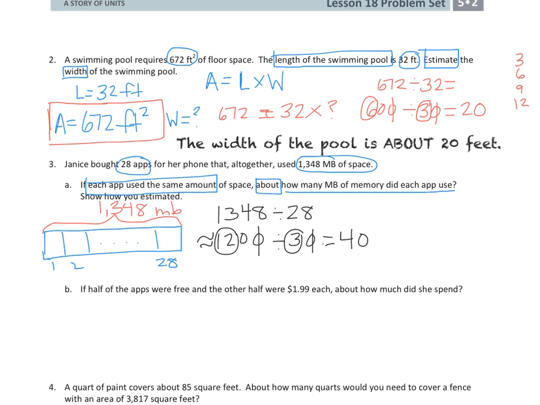So let's write our answer out as a sentence to their question. We can say each app uses, and don't forget about the word about, because that means that we estimated, about 40 megabytes of memory. Okay, we'll move that around so you can see that. Remember, hit pause if you need to play a little catch up.